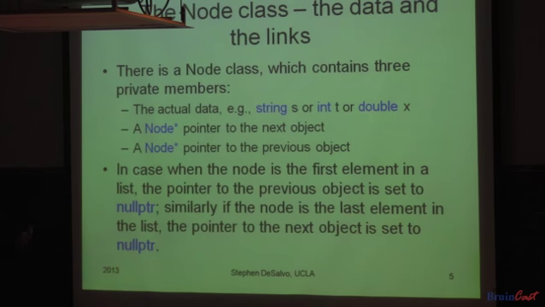Okay, so in cases when the node is the first element in a list, the pointer to the previous object is set to nullptr.